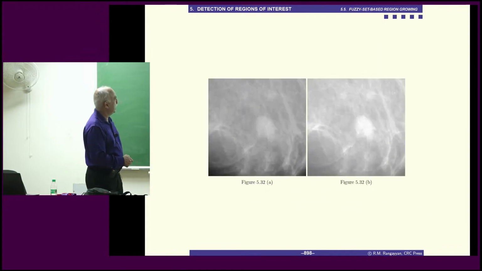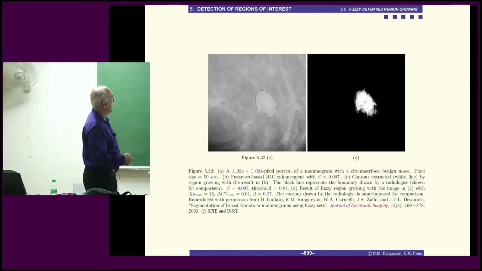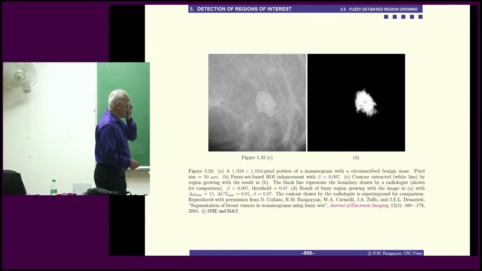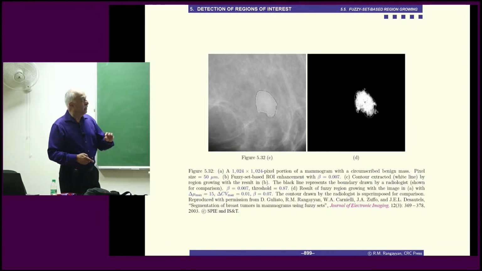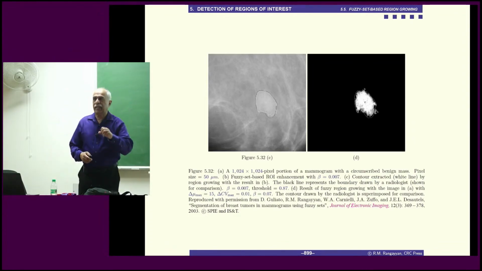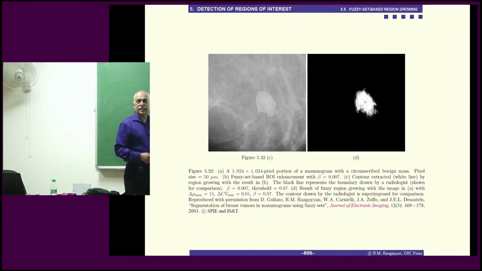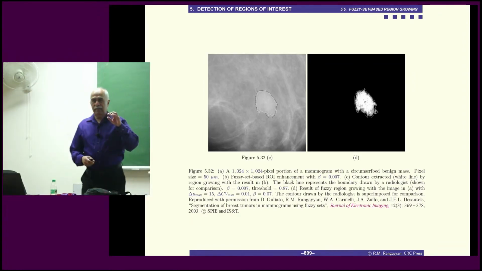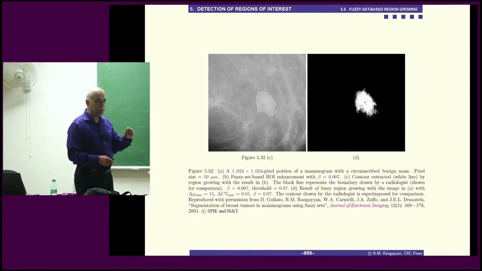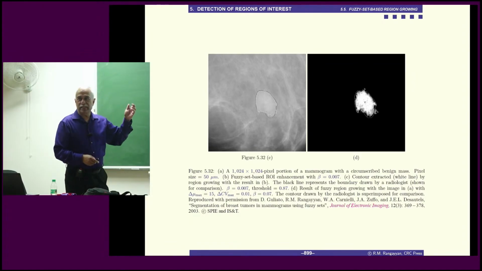So here is another mass example. This is after fuzzy pre-processing and the region growing. Black is drawn by the radiologist, white by this method. We will get to that later on. So the concept is that if you pre-process this image using fuzzy set membership, then you get a better result in region growing.